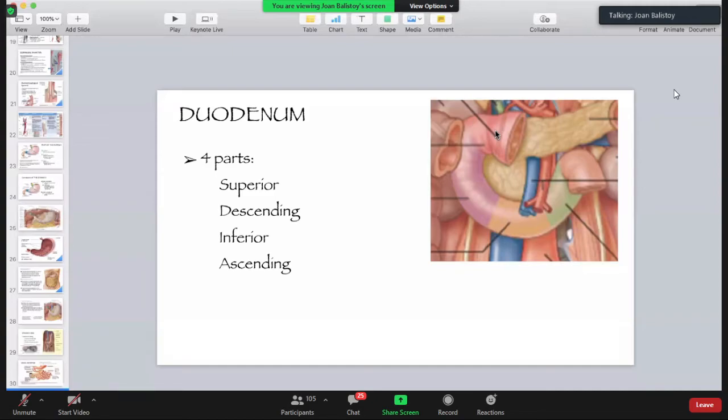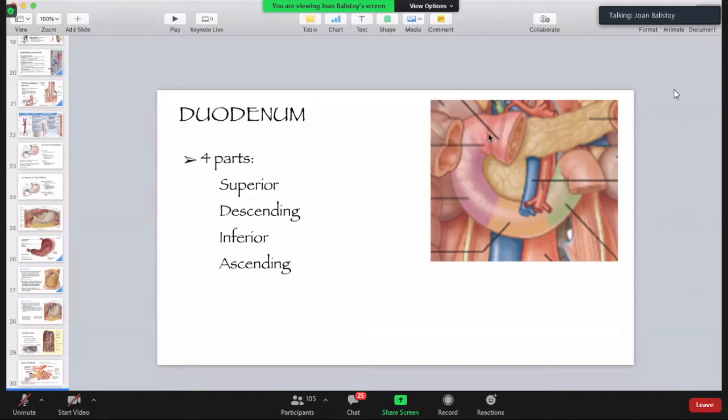Okay? So the superior part, this one, is at the level of L1. It is approximately 5 centimeters long. The descending part is from L1 to L3. It lies to the right and parallel to your inferior vena cava. So it's to the right of your inferior vena cava, inferiorly around the pancreatic head. So as you can see, your pancreas is here.